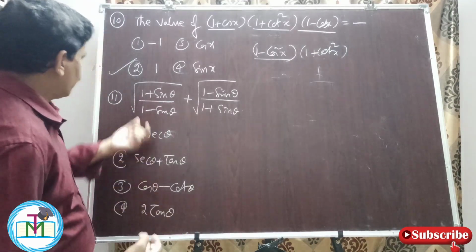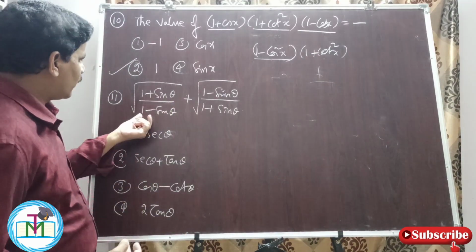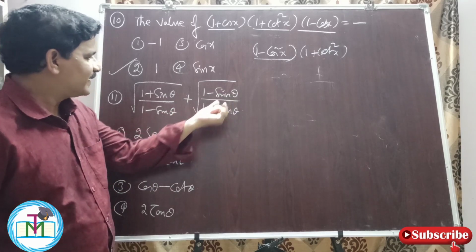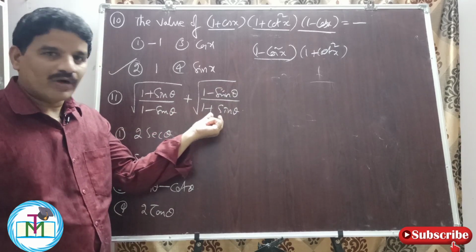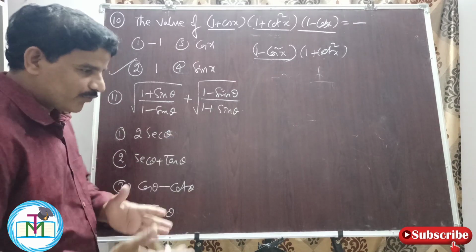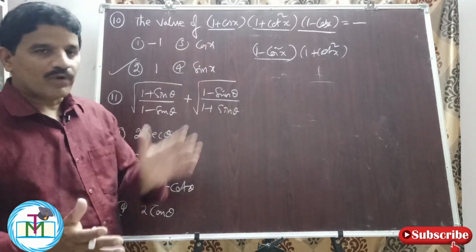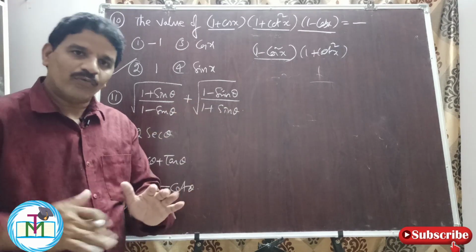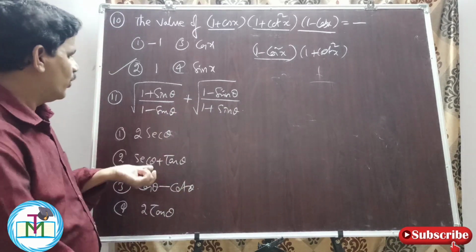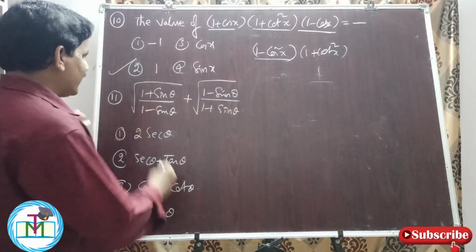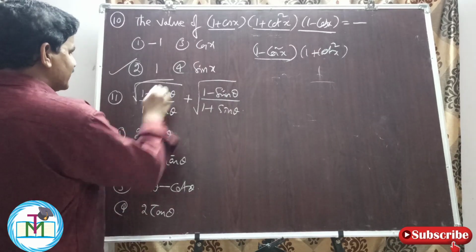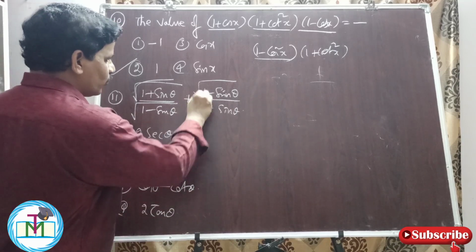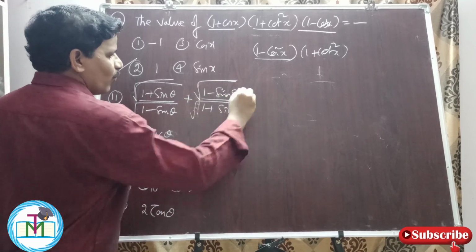Question number 11: root (1 plus sin theta) by root (1 minus sin theta) plus root (1 minus sin theta) by root (1 plus sin theta). What is the value of this? Whatever equation is given, first we have to simplify it by taking the LCM and multiplying, then apply basic formulas. So this can be written as root (1 plus sin theta) by root (1 minus sin theta), and this also we can write as root (1 minus sin theta) by root (1 plus sin theta).